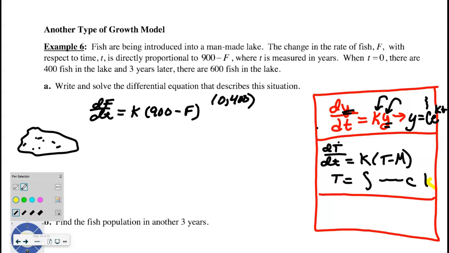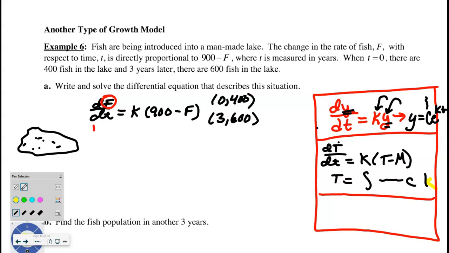And then it says 3 years later, after they stocked it, there's 600 fish in the lake, and I'm supposed to write the differential equation, which I did, and solve it. When it says to solve it, we should be really good at knowing that means what's the top variable, or what function will tell me how many fish there'll be, maybe at 20. Okay, so here we go.